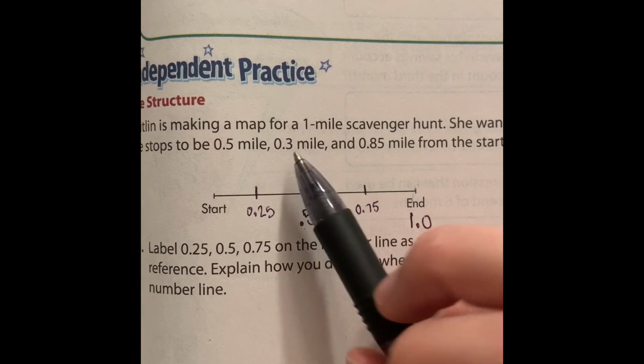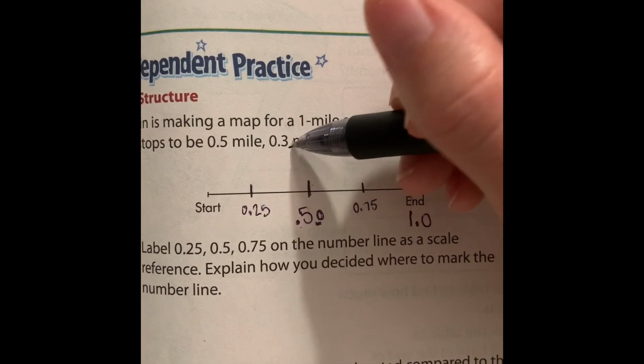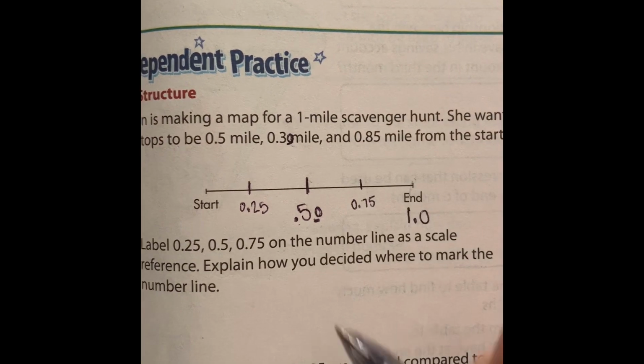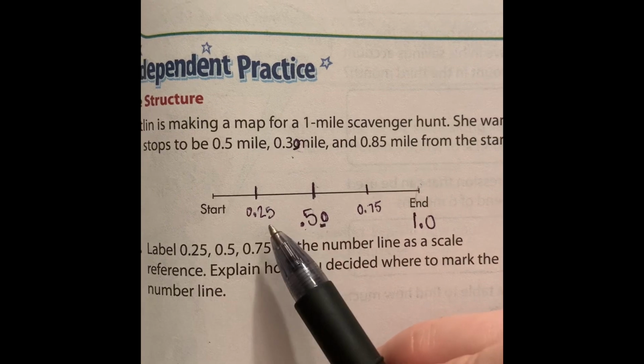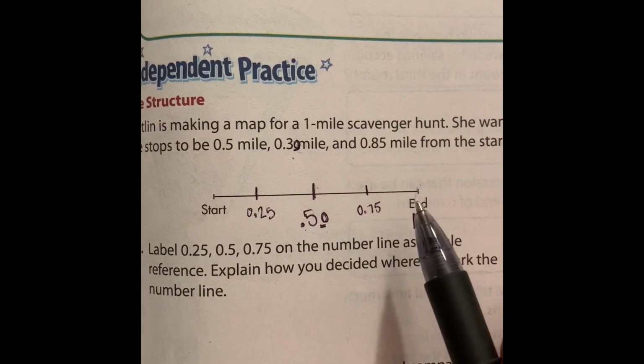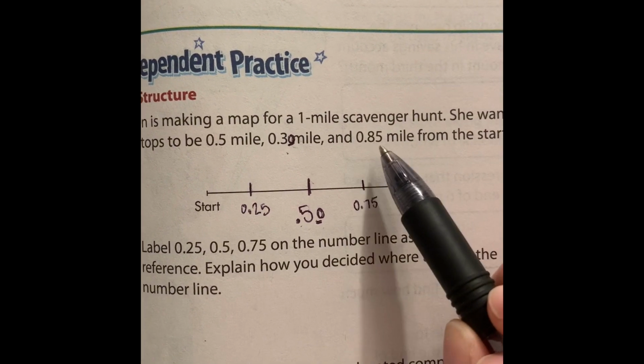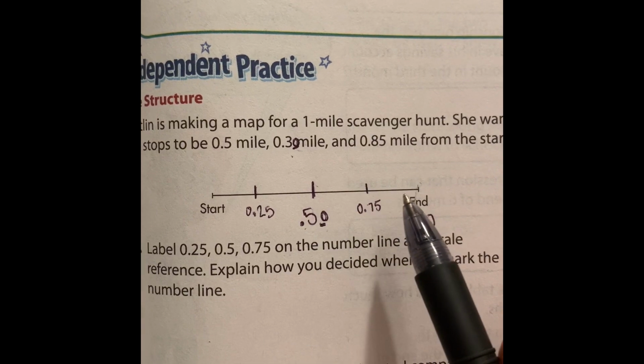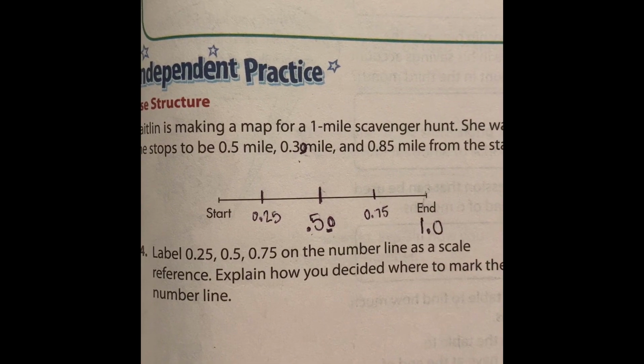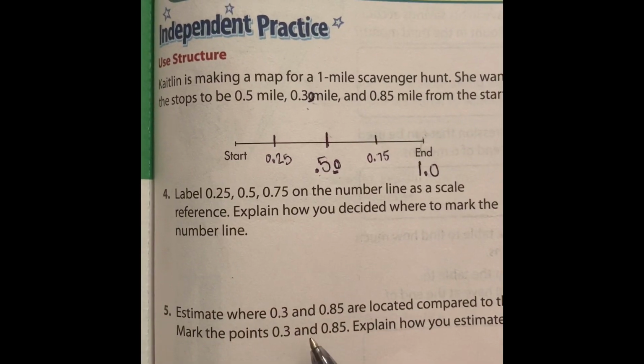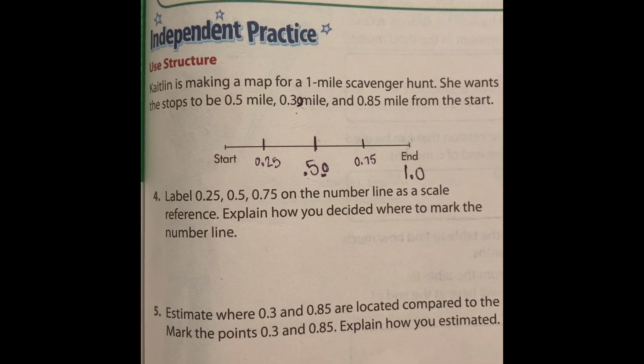So same thing here, if it helps you to fill in that next place value, 30, where would 30 go on this number line? 85, where would 85 go on this number line? Down here, you put those points on there and explain your thinking.